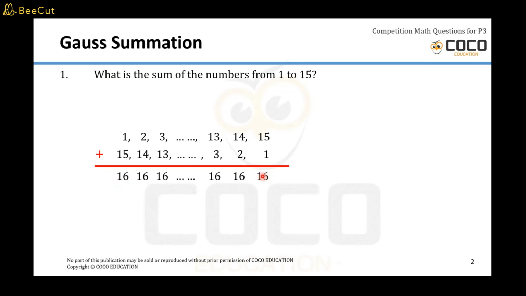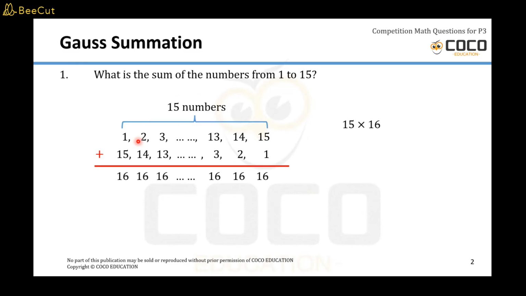So we just need to identify how many 16s there are in this set of numbers. From 1 to 15, how many numbers are there? We have 15 numbers. So we get to know that we have 15 groups of 16. So is 15 times 16 the answer? The answer is no. Why?